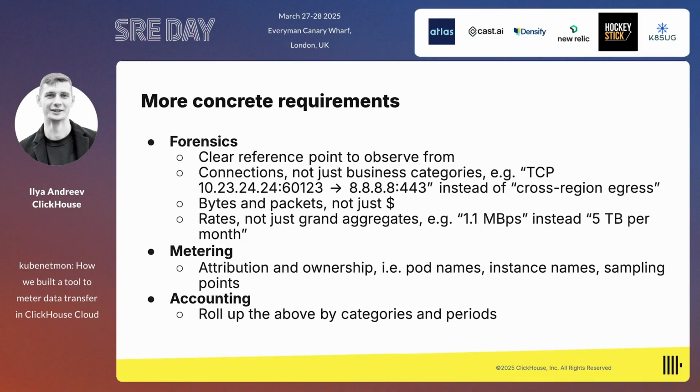And we want to have rates. I don't want to know how much traffic we send per month. I want to know how much we're sending right now per second. And then finally, for metering, we want to attribute it to pod names, instance names, namespaces, everything like that, and sampling points, so that we're getting data from multiple places. And then finally, for our FinOps team, we want to roll this up into relevant categories and periods and hand it over to them or other analysts.